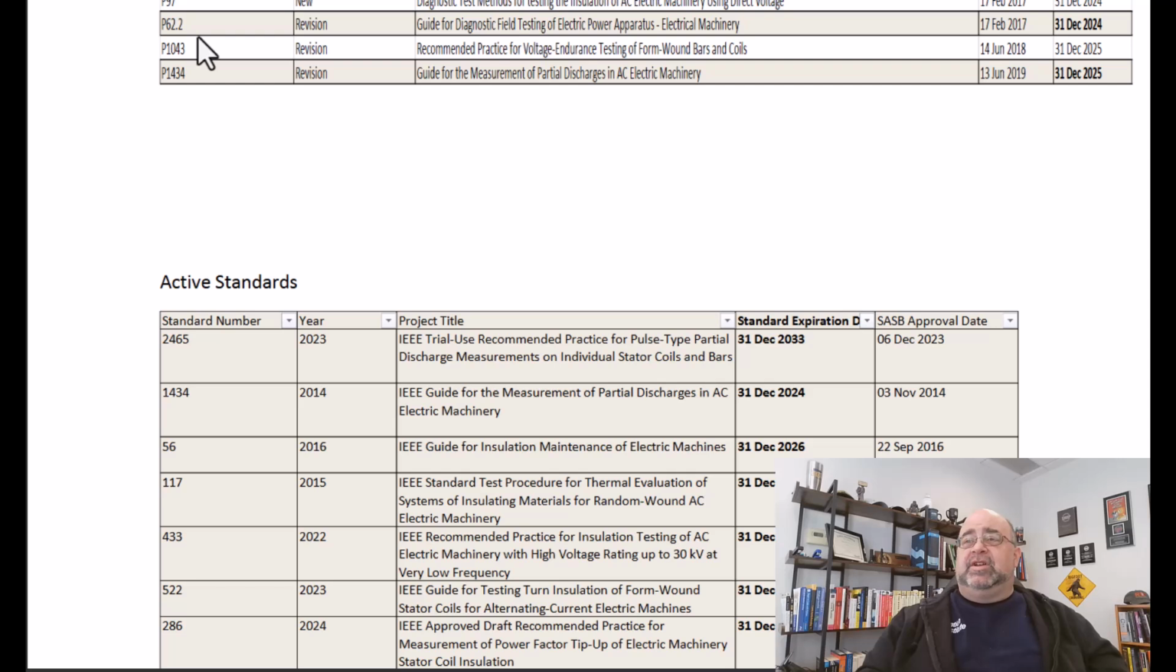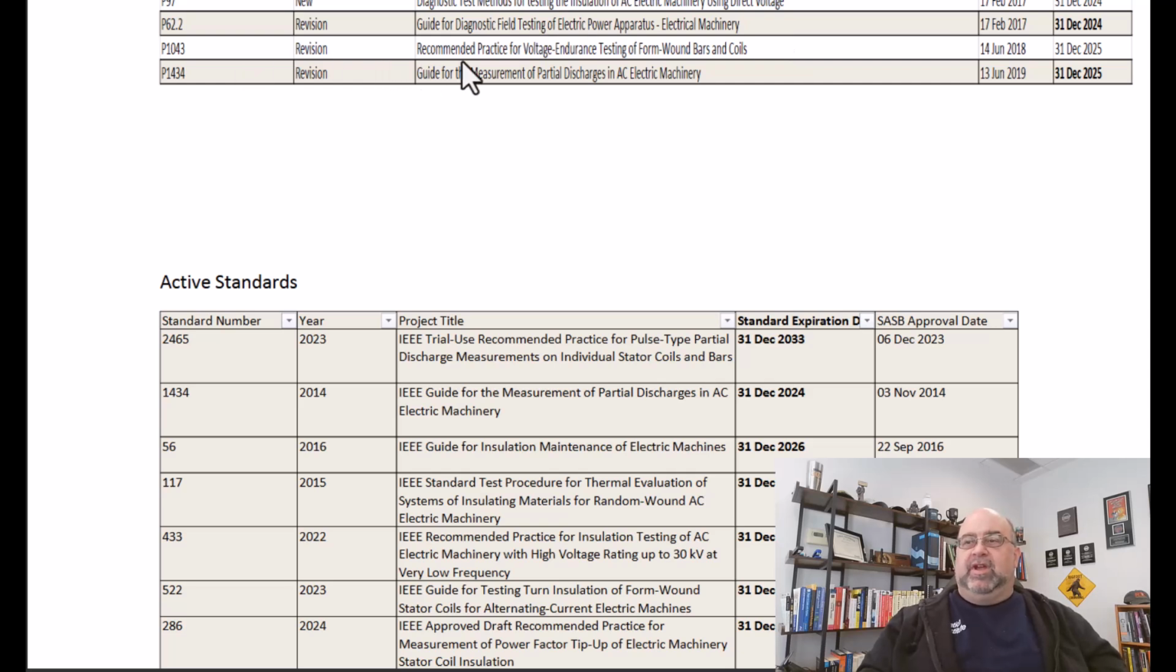So in any case, getting back to P62.2, instead of being off of my soapbox, this is a very important standard. This one I will probably cover as its own in the near future, because this is out for ballot right now. So I already signed up for it. In June we'll know if it passed or not.